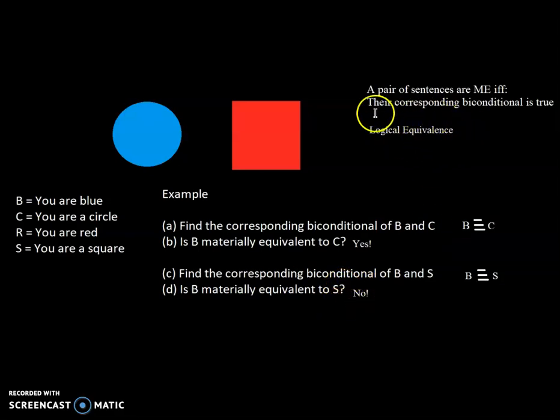And we will discuss the concept of logical equivalence, as I said, in Chapter 2, but suffice it to say that if a pair of propositions are logically equivalent, then they're materially equivalent. But a pair of propositions can be materially equivalent and not logically equivalent.